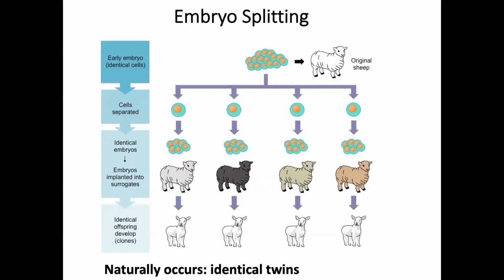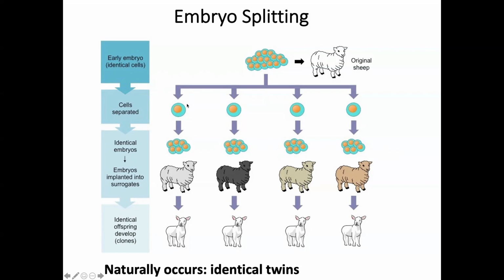This slide shows how embryo splitting is done. This is easy to understand because it naturally happens. Identical twins are actually embryo splitting, right? So at the early stage of embryogenesis, the cells of the embryo, also called blastomeres, are still totipotent, which means that these cells can develop into a full animal even when they are separated, okay?